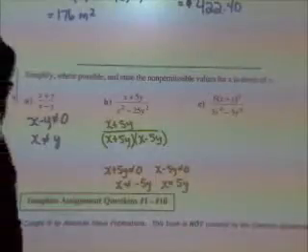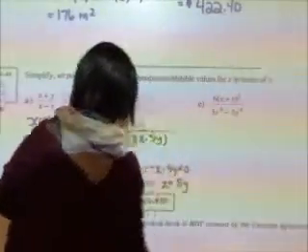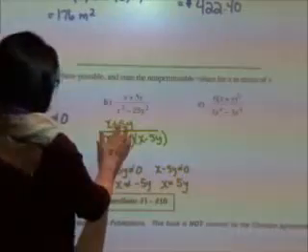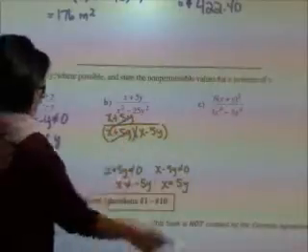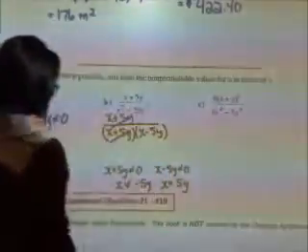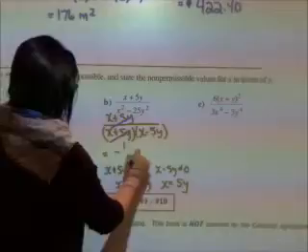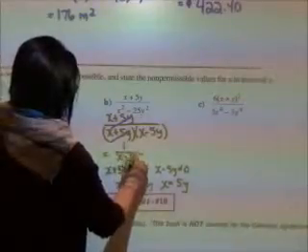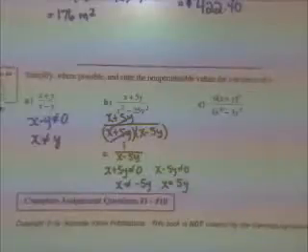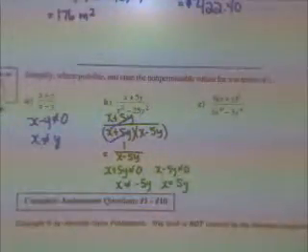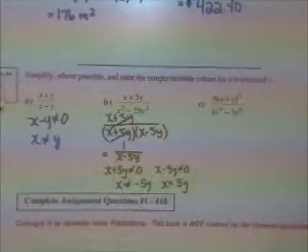And then to simplify my expression, my x plus 5y's will cancel, and I'm left with 1 over x minus 5y as my answer. Okay, if I look at C, what can I factor?